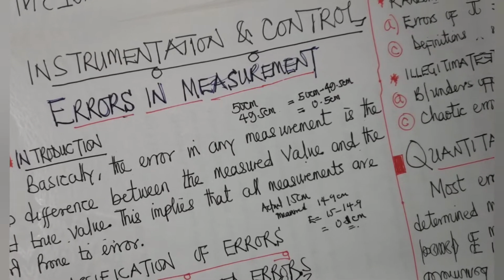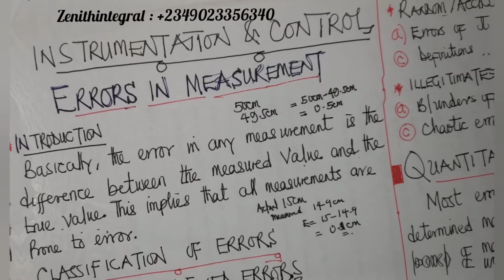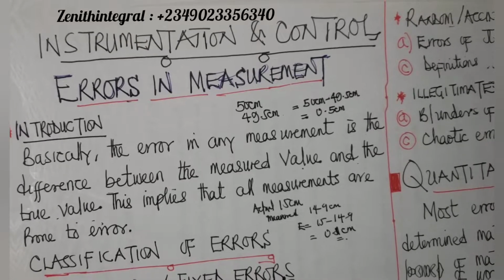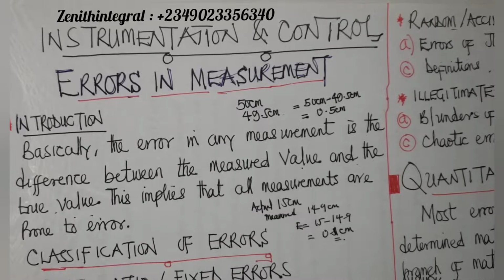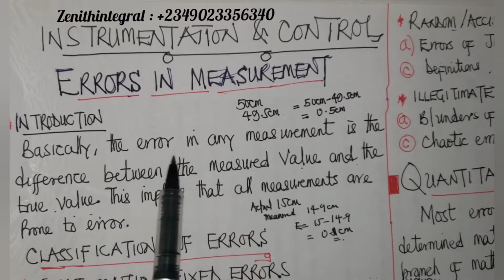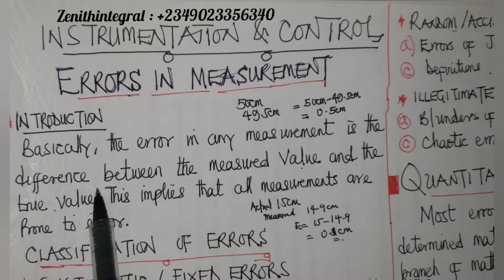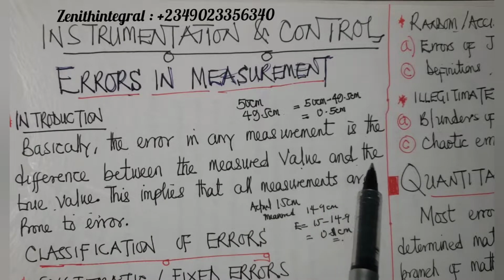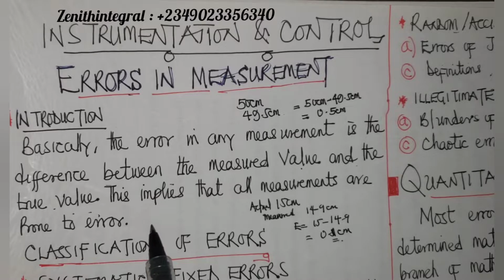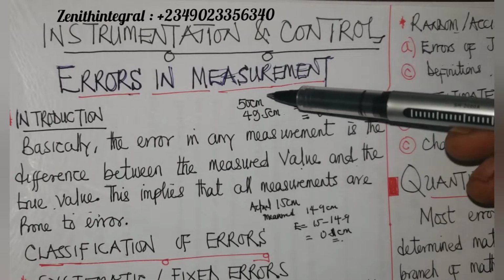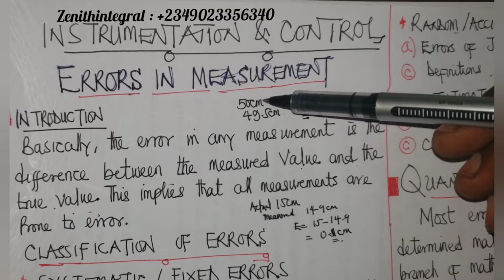In today's class, we are going to be looking at a topic under instrumentation and control, and that is errors in measurement. Basically, the error in any measurement is the difference between the measured value and the true or actual value.